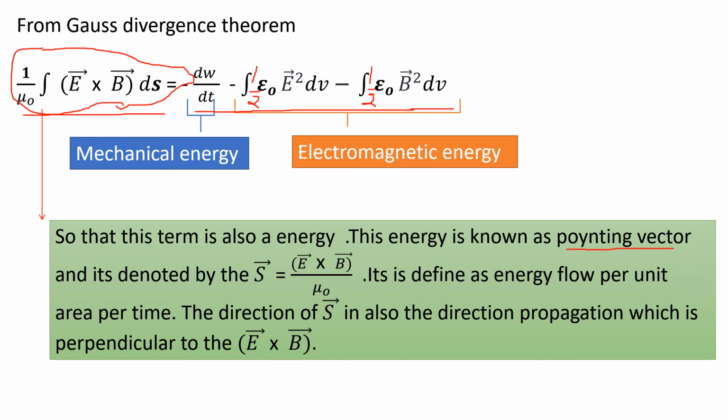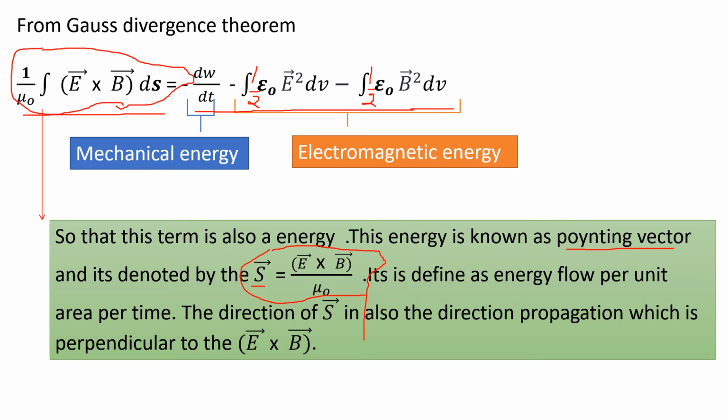It is denoted by S. So what is our Poynting vector? Poynting vector is E cross B upon mu naught, and it is also a representation of energy. Now, which type of energy does it represent, or we can say, what is the significance of this S?